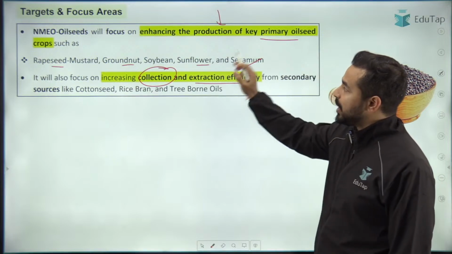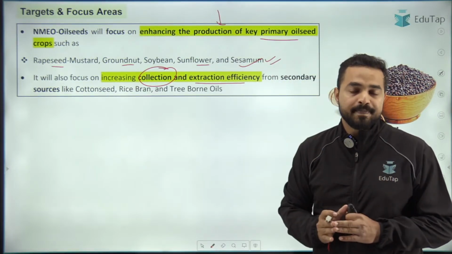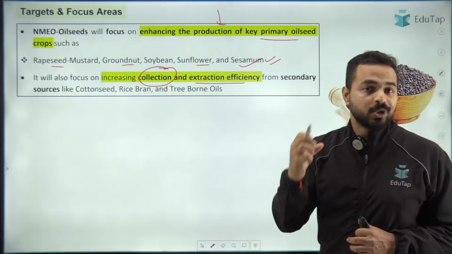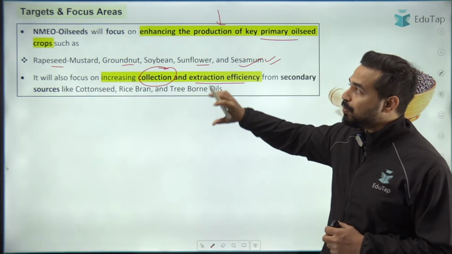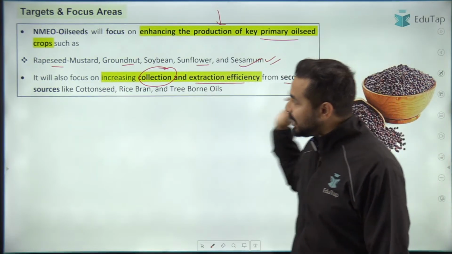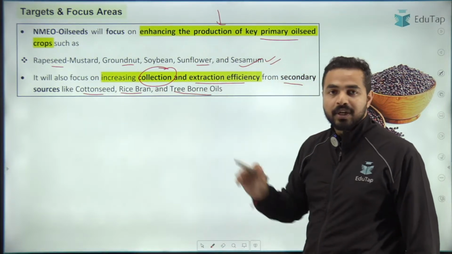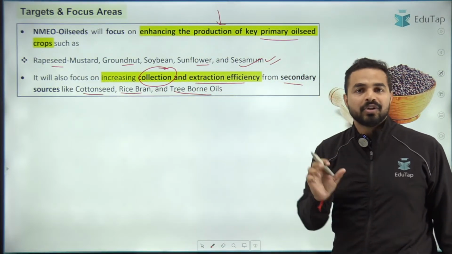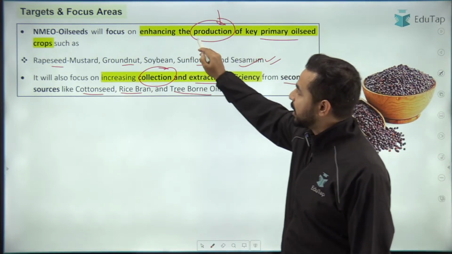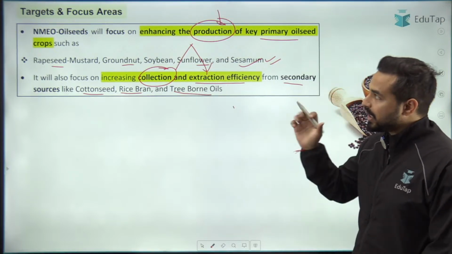See guys, not just the production of these oil crops, but it is very important कि जो हमारे पास existing production है उससे हम कितना efficiently oil extract कर पाते हैं. तो oil extraction is also a very important part. So it will be working on both production as well as oil extraction, and that will be from the secondary sources also, which include cottonseed, rice bran and tree-borne oils. So these are the major focus areas of this mission: enhancing their production and the collection and extraction efficiency from the secondary sources as well. So these are the important points.